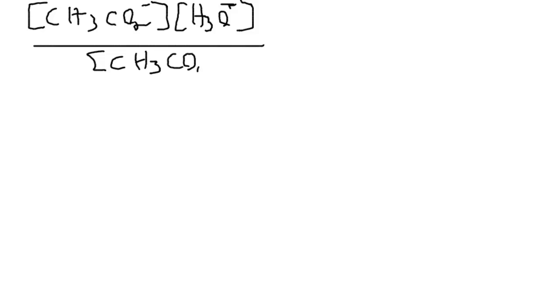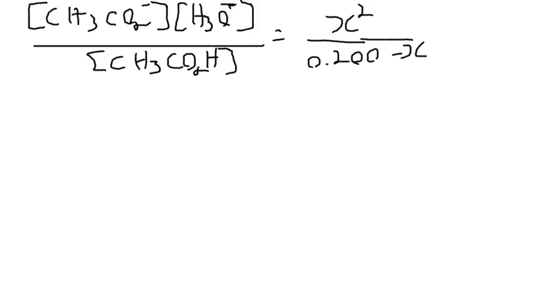So we know that our acetate and our H3O+ are both going to be X. And our acetic acid, if we look at our ice table, is going to be 0.2 minus X. So this is going to be X squared over 0.2 minus X. That equals the value of Ka, which we said was 1.75 times 10 to the minus 5.